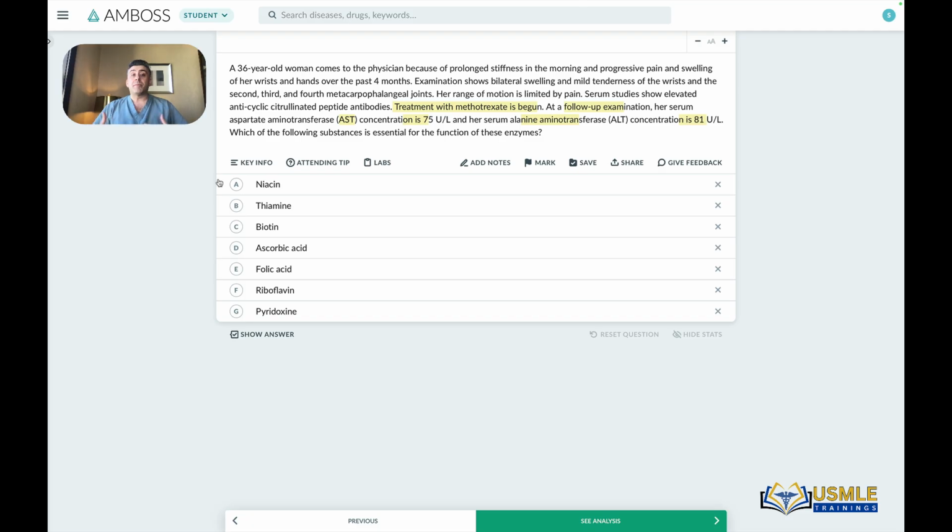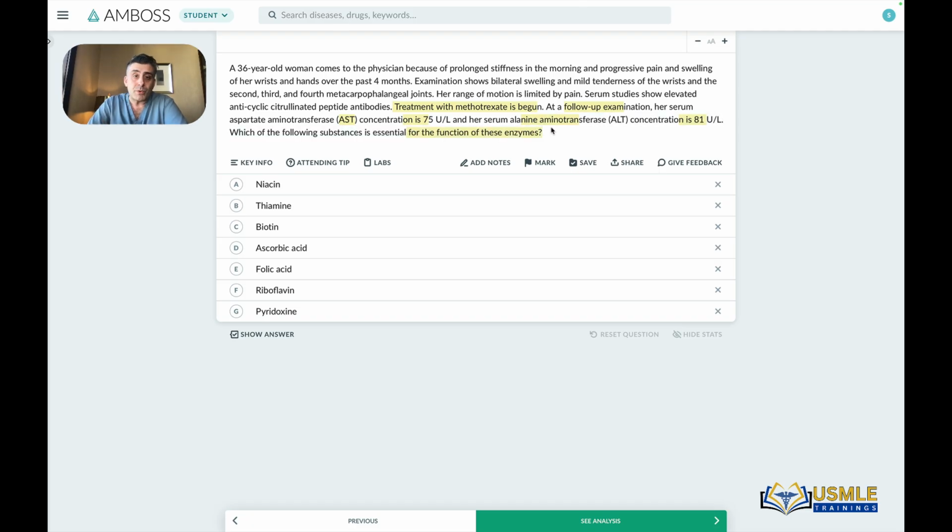When you get comfortable with labs, you can pull it up, no problem. On the exam, same thing. Open it up, put it to the side. But when you keep working on questions, seeing scenarios, you get comfortable with lab values. So moving forward, AST, ALT, anything over 40 is abnormal. It's not in the thousands, but it's higher than 40. So these are abnormal. Which of the following substances is essential for the function of these enzymes?